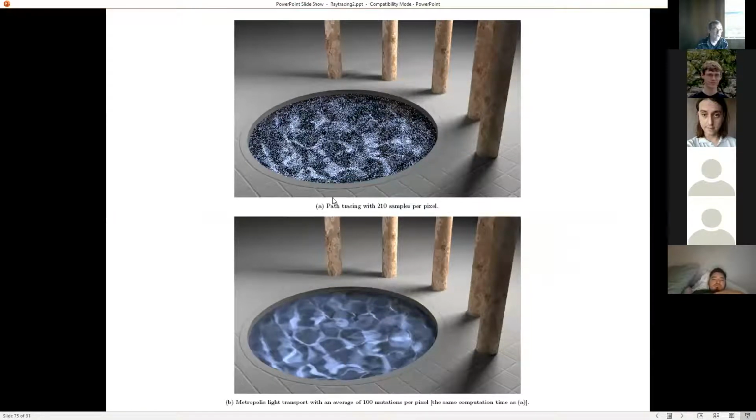And if I try to do path tracing, which is a generalization of the photon mapping, and I use 210 samples at each pixel, I still get this noisy thing, right? It's just too complicated. I can't get a good estimate of what's happening. So what is this Metropolis light transport they're talking about?